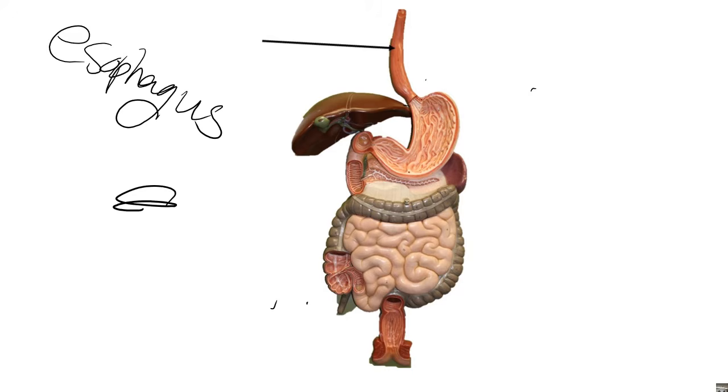Now, as the contents of the stomach go from the stomach into the small intestine, they go through a sphincter, right? There's a circular band of muscle that controls stuff going from the stomach to the small intestine. Right here is where it is, and that's the pyloric sphincter.